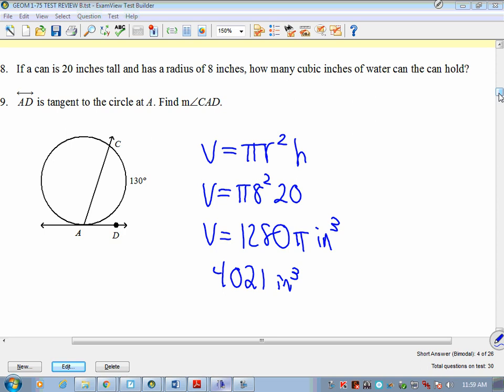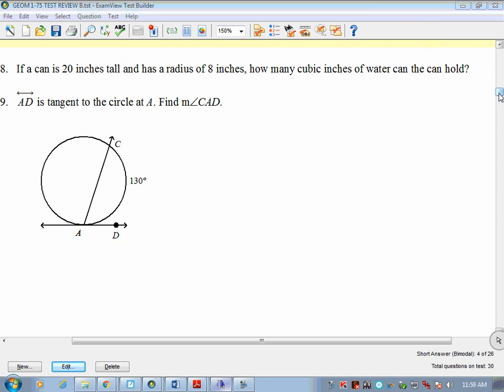All right, number 9. AD is tangent to the circle. Find, at A, find measure angle CAD. Okay, we want to know what that blue angle right there is. Anybody remember what the formula for that is? What do we do here? Divide by 2. What am I dividing by 2? The intercepted arc. 130 divided by 2, because this arc, 130 degrees, intercepts this angle. Divide by 2. That equals 65 degrees.